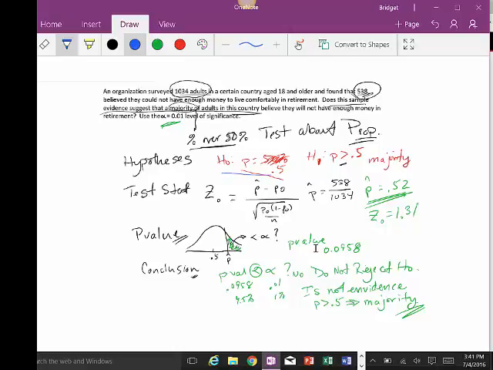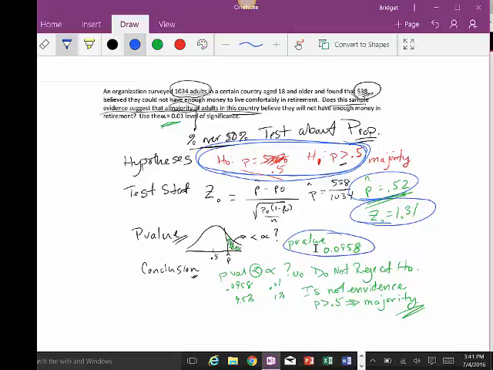Your hypotheses you should get right from the problem itself. In StatCrunch, you're just going to enter those so it calculates the p-value correctly. StatCrunch will give you your sample proportion, it will give you your test statistic, and it will also give you your p-value. And then it's up to you to put all of that together to make a conclusion.